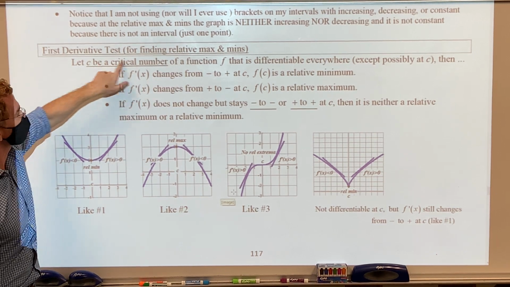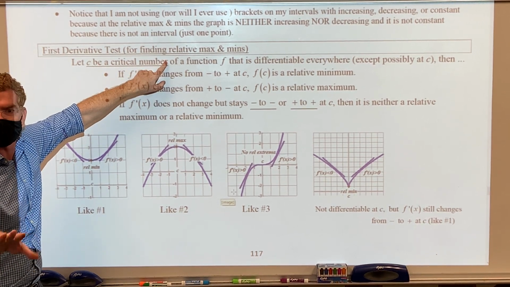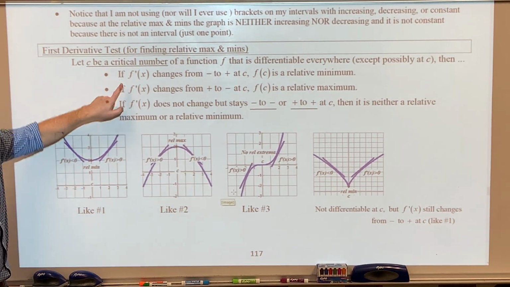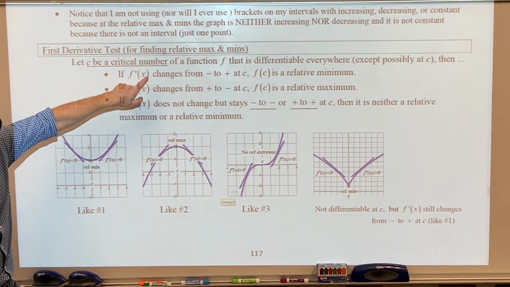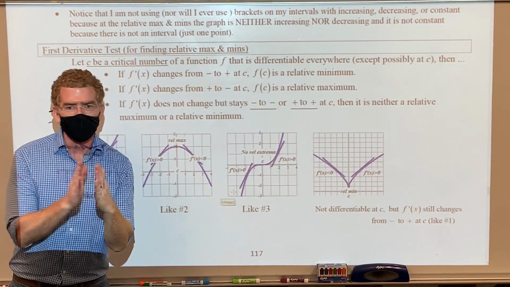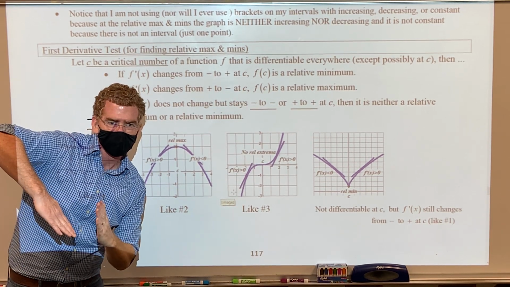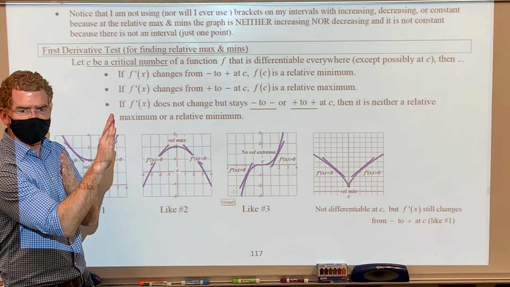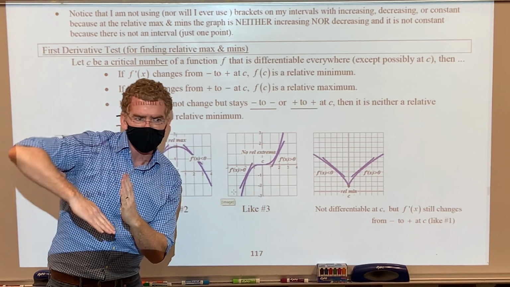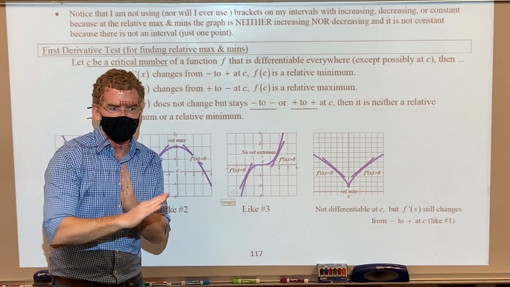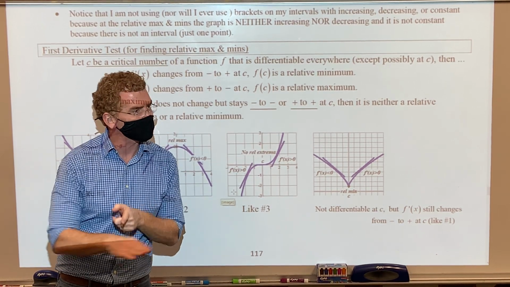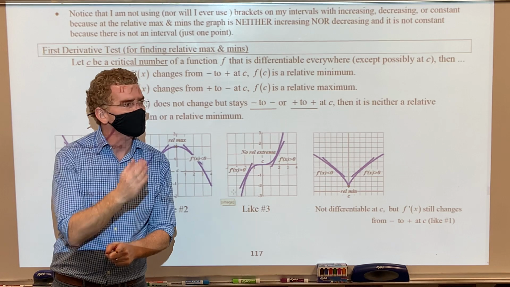If it's a critical number, so you've already found out that the slope is 0 or undefined there, and the derivative changes from negative to positive at that c, so on one side it would be a negative slope, on the other side it would be a positive slope. Now, doesn't it kind of make sense if my slope is negative and then goes 0 and then back to positive? What does it look like the graph is doing? The very bottom is bottoming out, so it would have a relative min there.